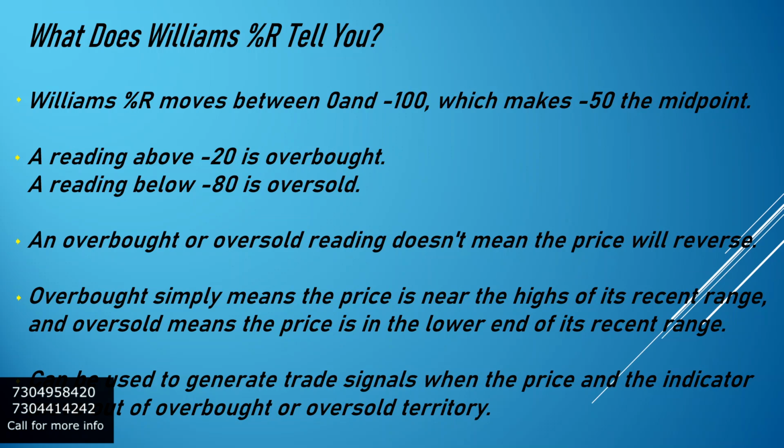Readings above minus 20 for the 14-day period would indicate that the underlying security was trading near the top of its 14-day high-low range. Readings below minus 80 occur when a security is trading at the low end of its high-low range. Default settings use minus 20 as the overbought threshold and minus 80 as the oversold. These levels can be adjusted depending on the stock's character.